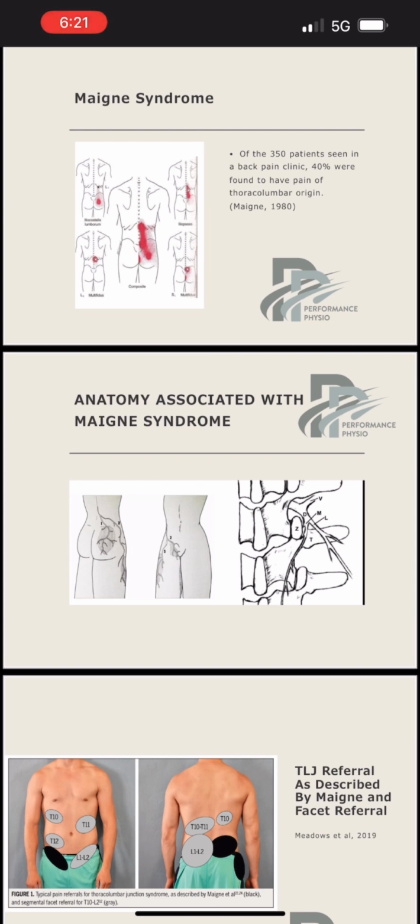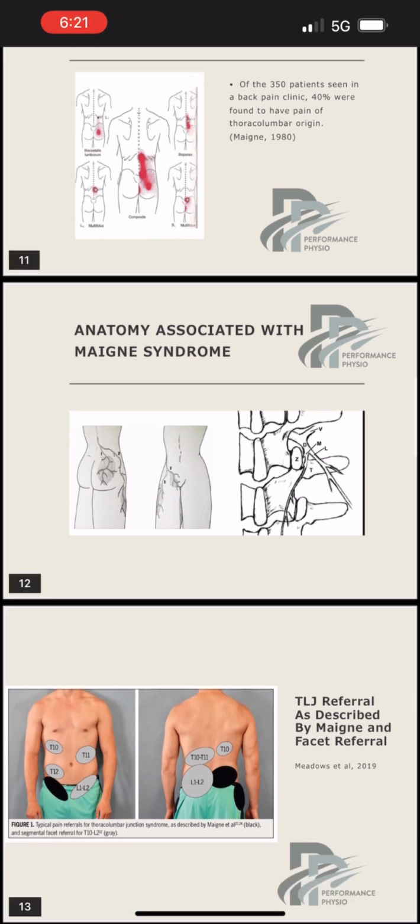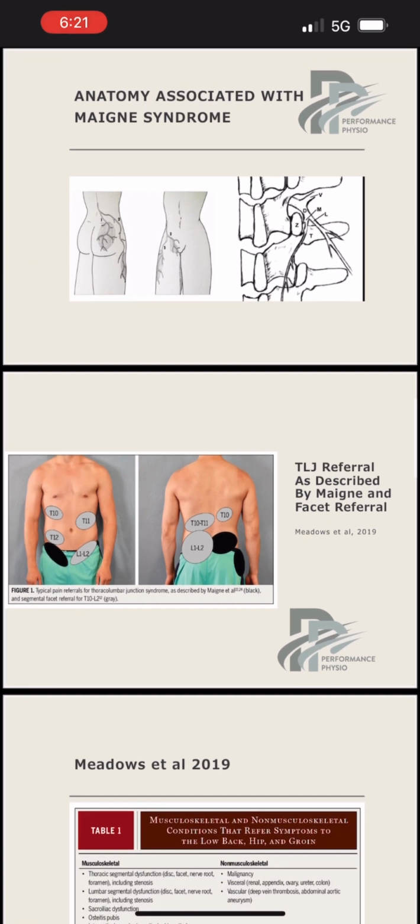Now, also looking at the study done by Meadows here in 2019, they were highlighting what Maigne found, where if you look at the black points on the diagram, those are classic thoracolumbar junction referral sites, where the side of the hip, the groin, as well as the top of the hip. But you can also see some overlap from the joint referrals depicted in gray, which do refer to the groin and the lower back region, right where those classic Maigne syndrome referrals are.